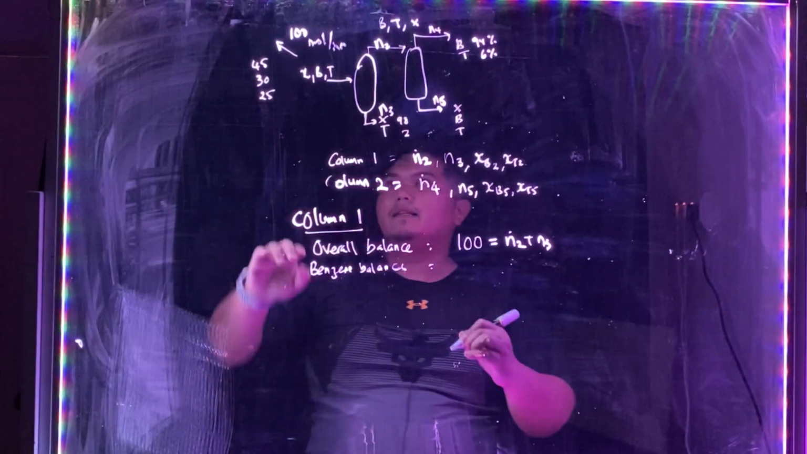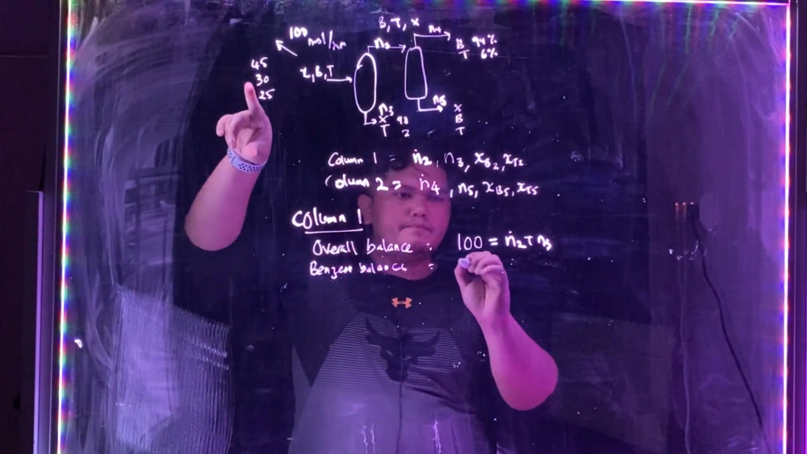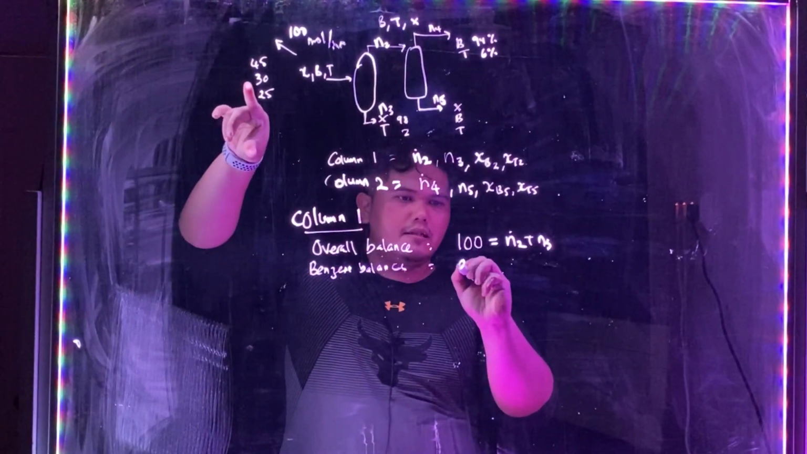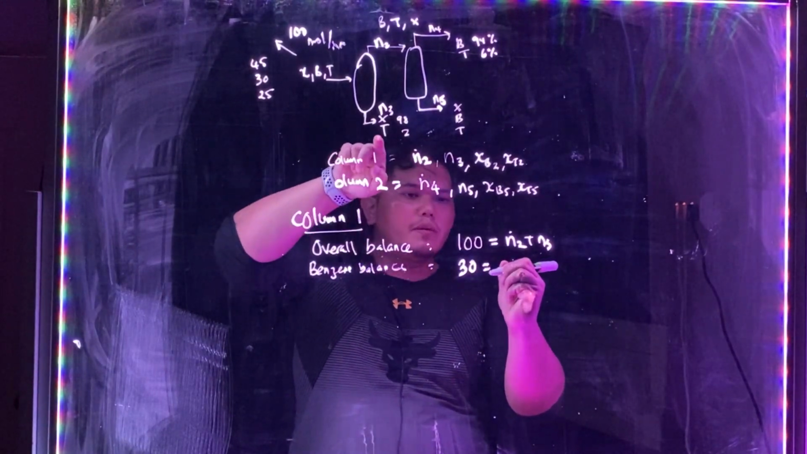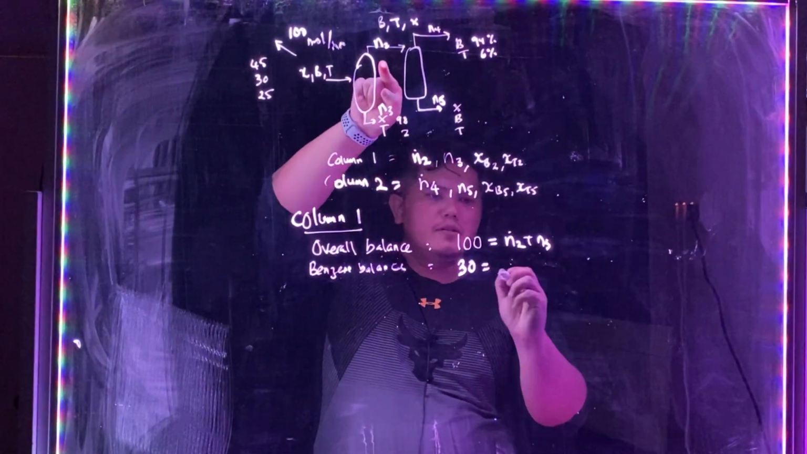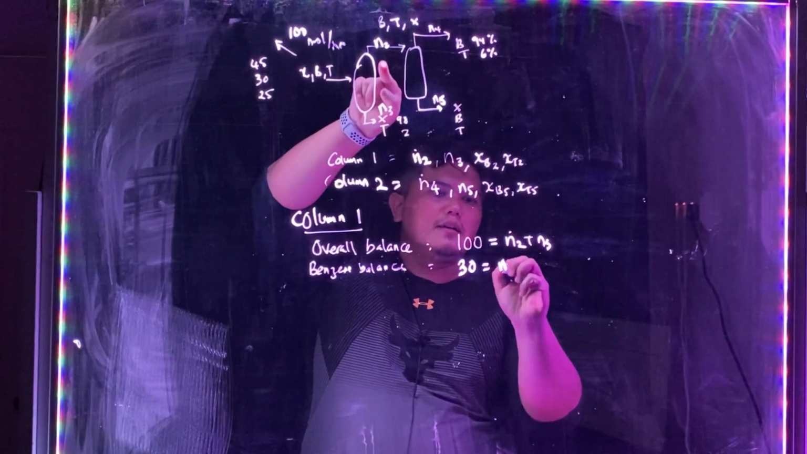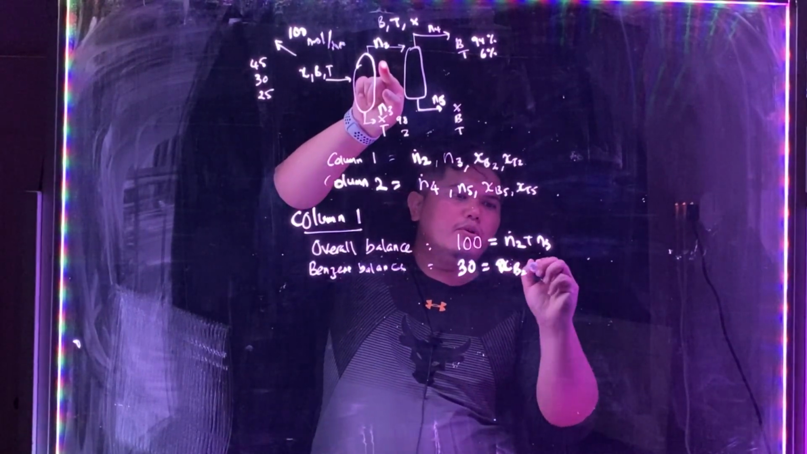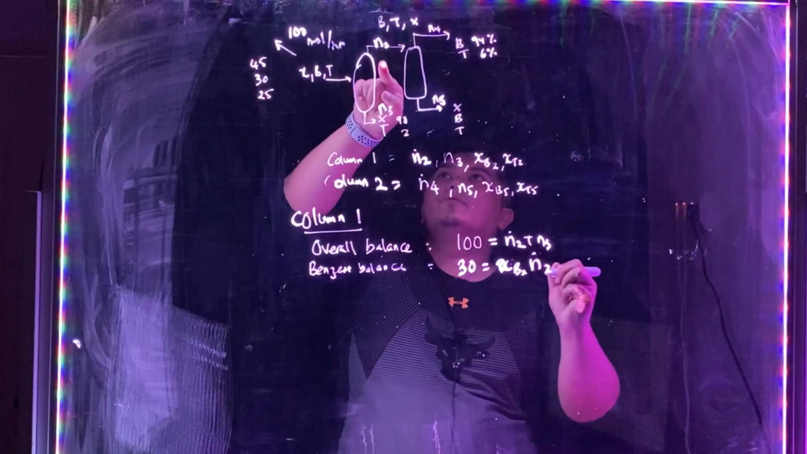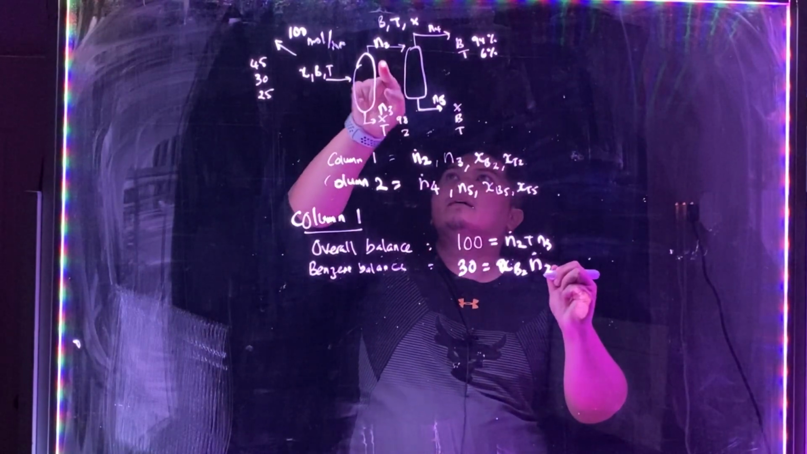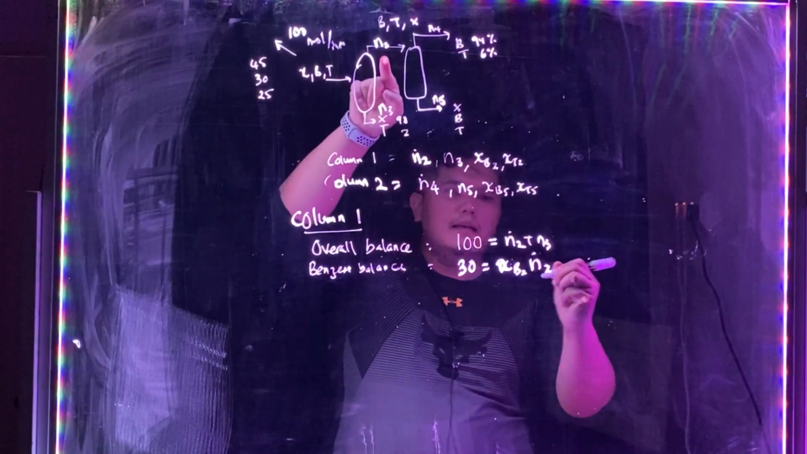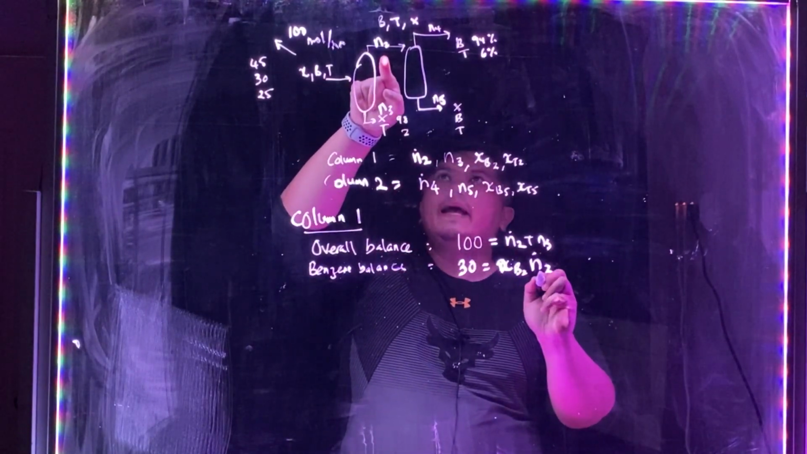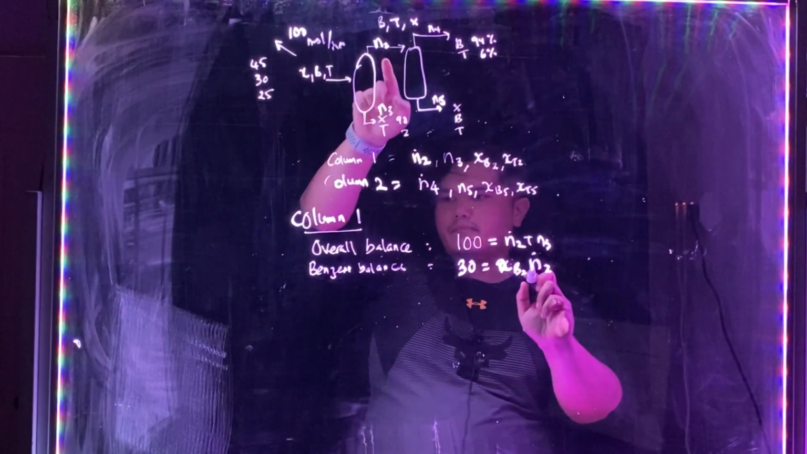How about the benzene balance? So we have here actually 30. Okay, where does the benzene go? It doesn't go to the bottom, it only goes to the top. So we have here XB2 N2. Whatever benzene you have here goes to the top, XB2 N2. So that is your benzene balance.